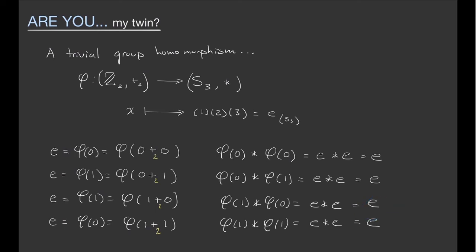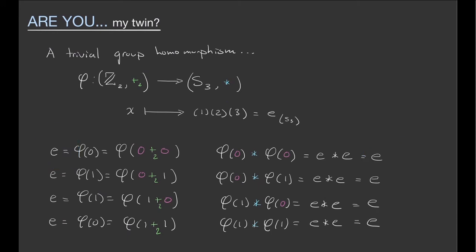And just the color to make it clear, we have the operation of the first group, which I've colored in green here, and then the operation of the second group, which I've colored in cyan here. And then I've colored the zeros just to make it easier to keep track of the individual elements. But notice whether we take 0, 0 with the first operation and then phi, or we take them individually, then apply the second operation star here, we get E and we get E.